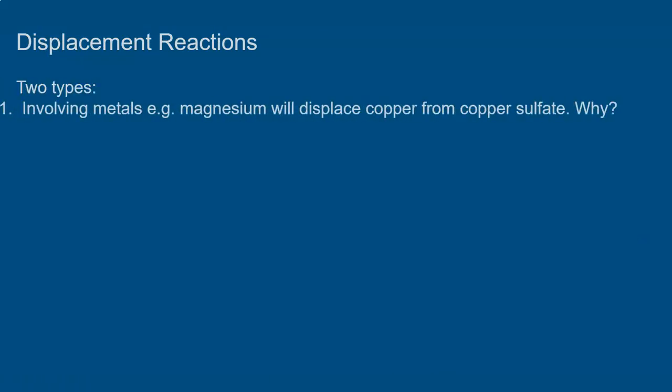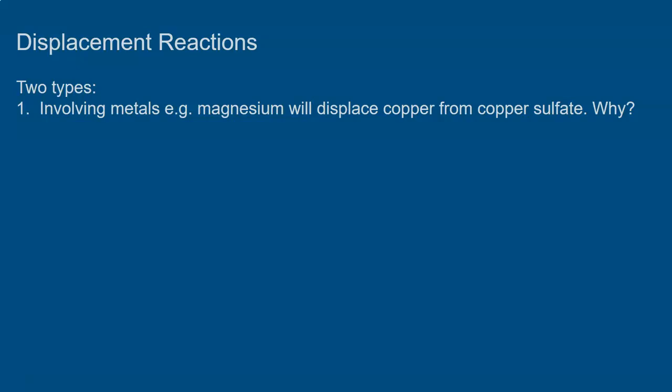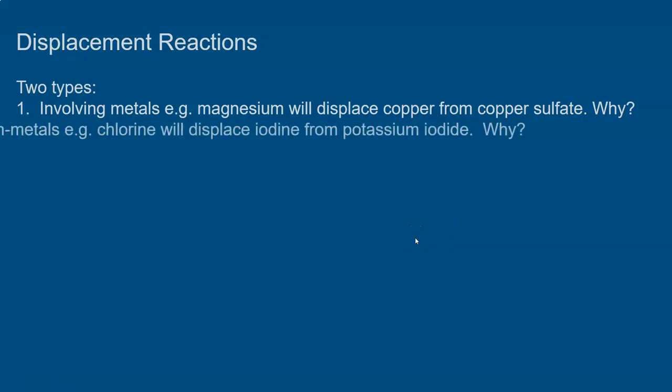So displacement reactions, there are two types of displacements. Those involving metals. Magnesium will displace copper from copper sulfate because magnesium is more reactive than copper. What we need to understand here is that the magnesium is magnesium atoms, but in the compound here we've got copper ions, and these go on to form copper atoms and magnesium ions because the magnesium goes into the compound.